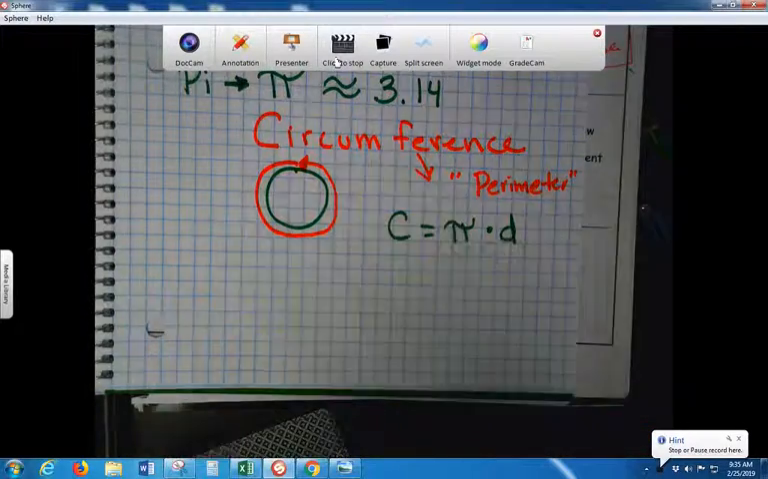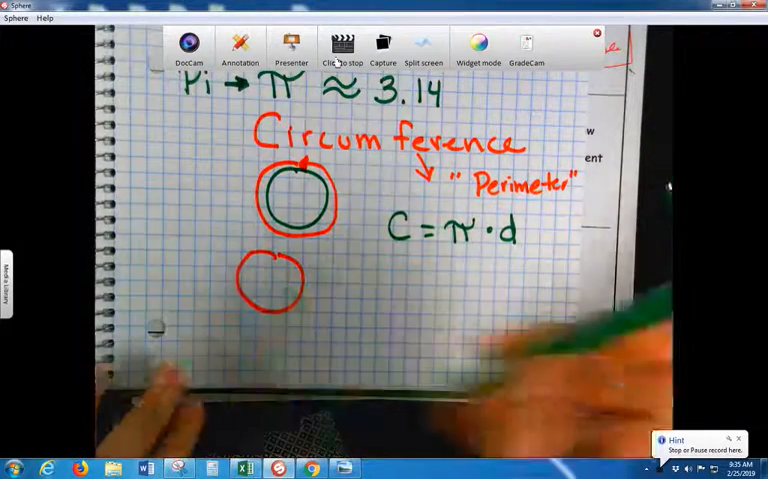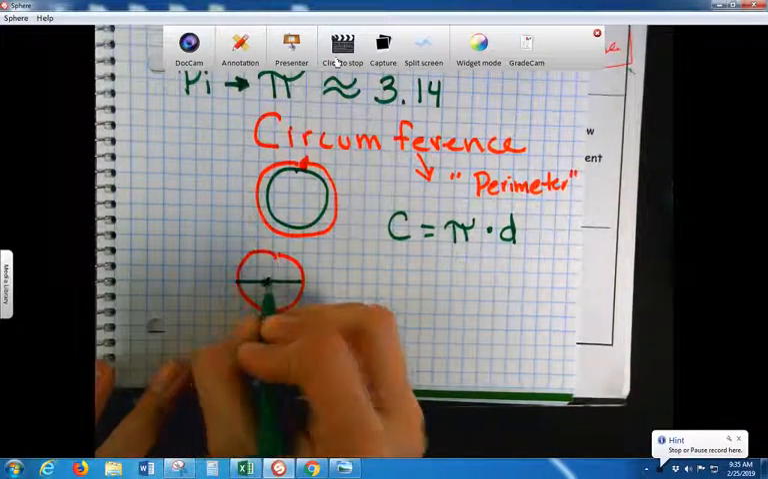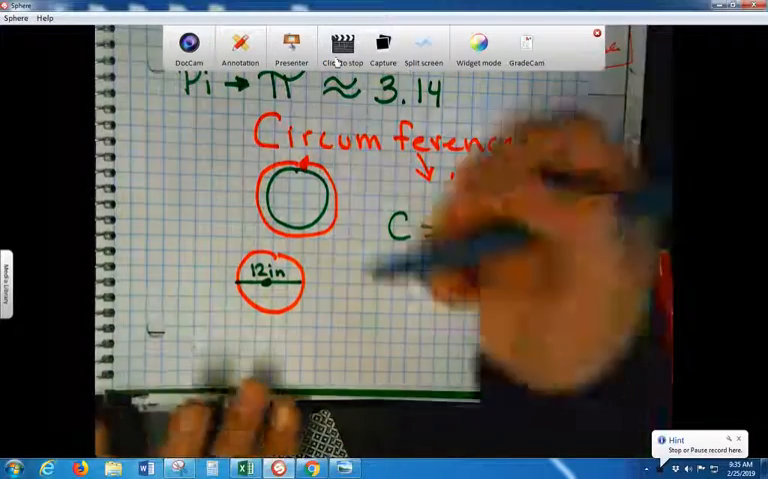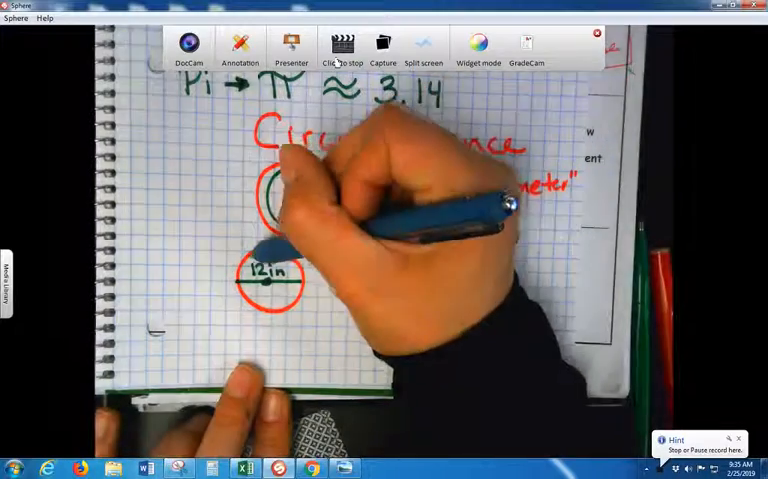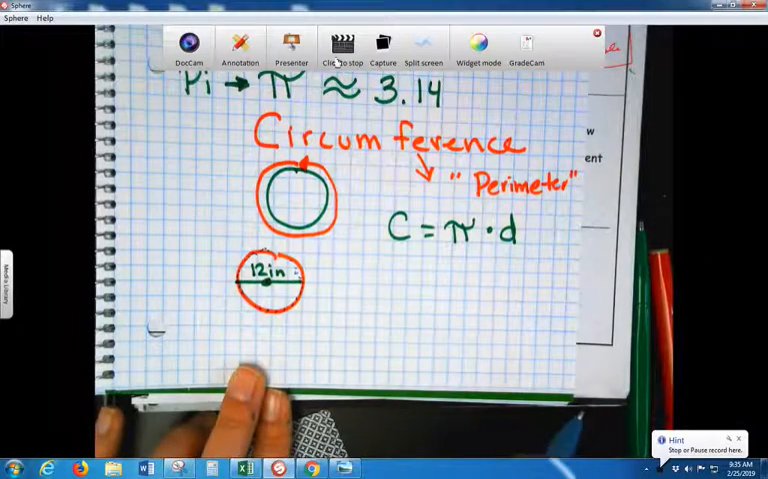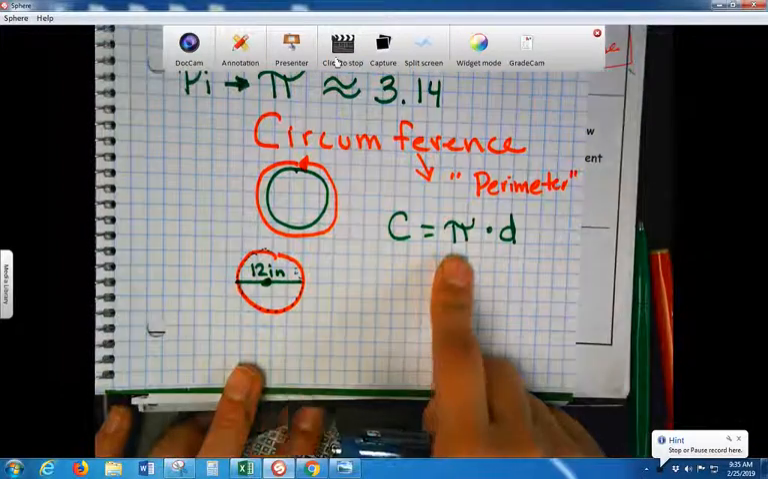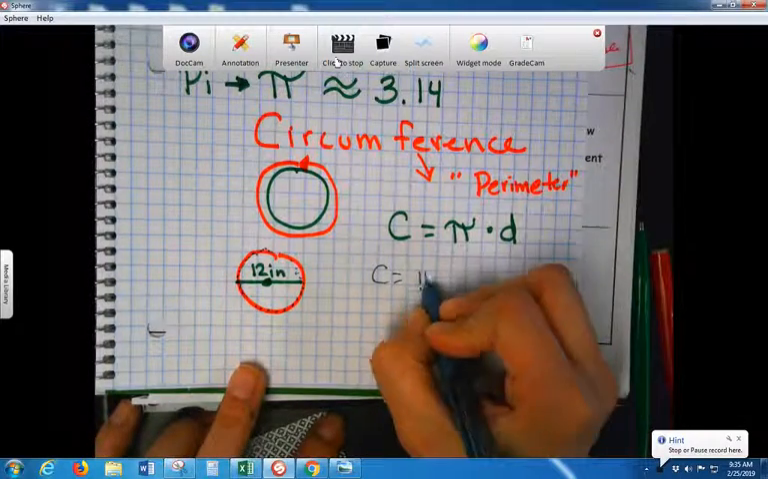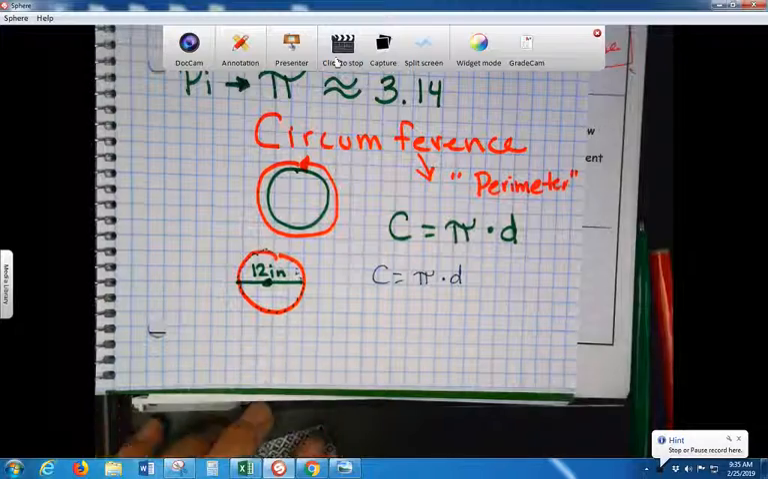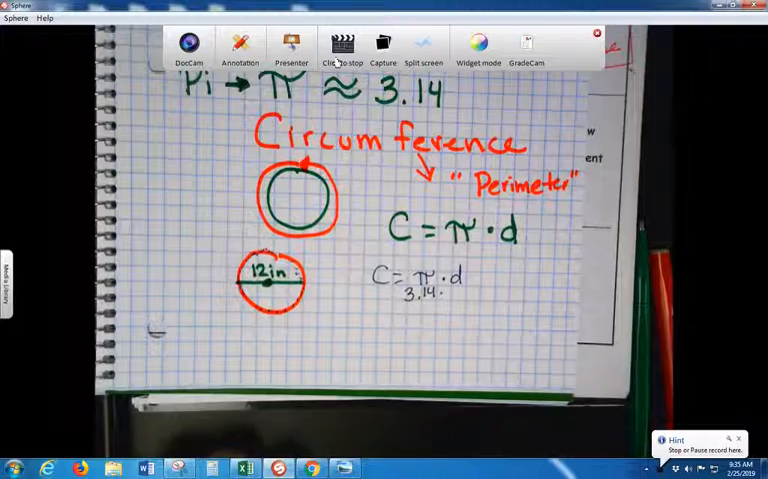So if I have a circle, and I tell you that the diameter is 12 inches, I want to know if I were to walk around this circle all the way around, how far did I go? I have to use this formula. Circumference is equal to pi times d. All right, what's the value of pi? 3.14 times. What's my diameter?